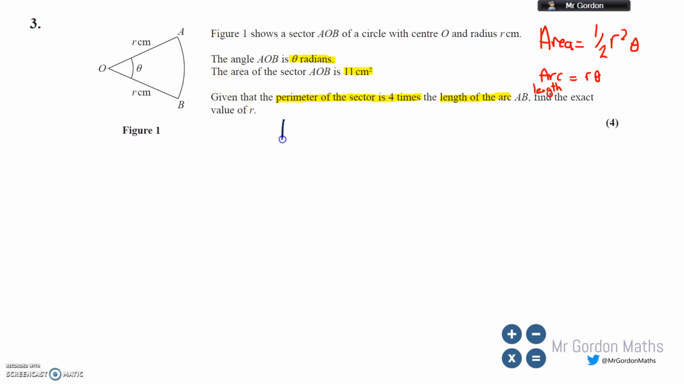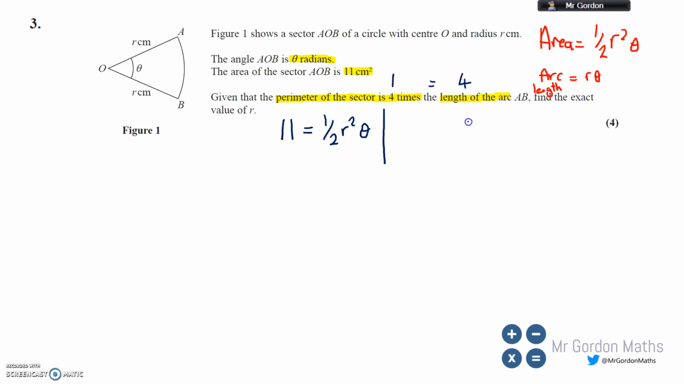So the first thing I'll do, we can start with this first bit of information about the area. The area, 11 centimetres squared, is equal to a half r squared theta. That's one part of our formula. We can use this in the question. The second part says the perimeter of the sector is 4 times the length of the arc. So 4 of these is equal to 1 perimeter.